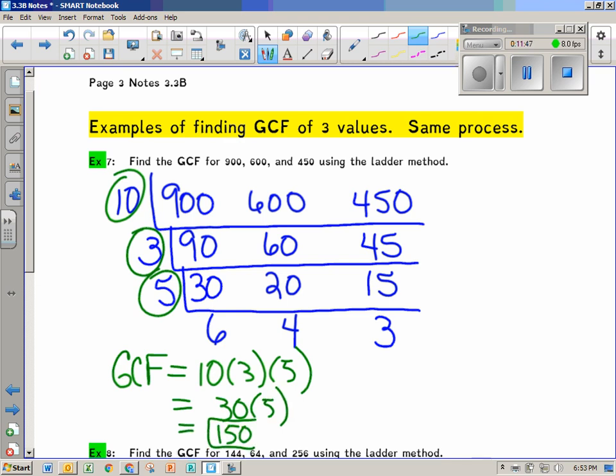You get 150. It's always a good idea to check and kind of visually look and make sure that your answer makes sense. For example, if you got a number that was larger than your smallest number, you would know that something went wrong, because you couldn't have a factor any bigger than that to go into 450.